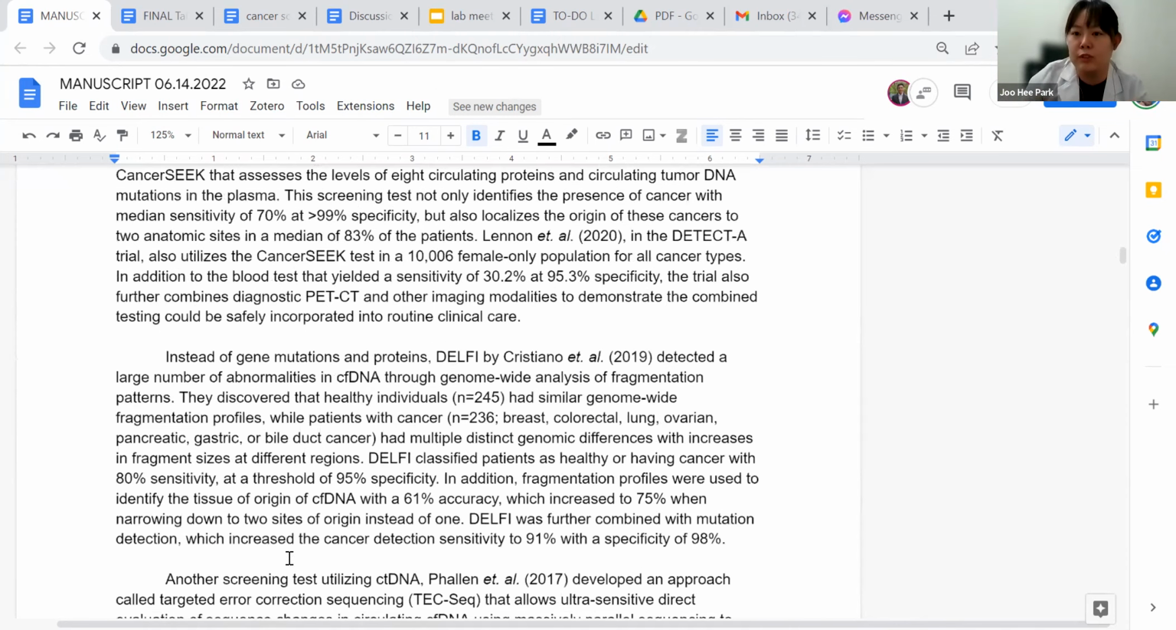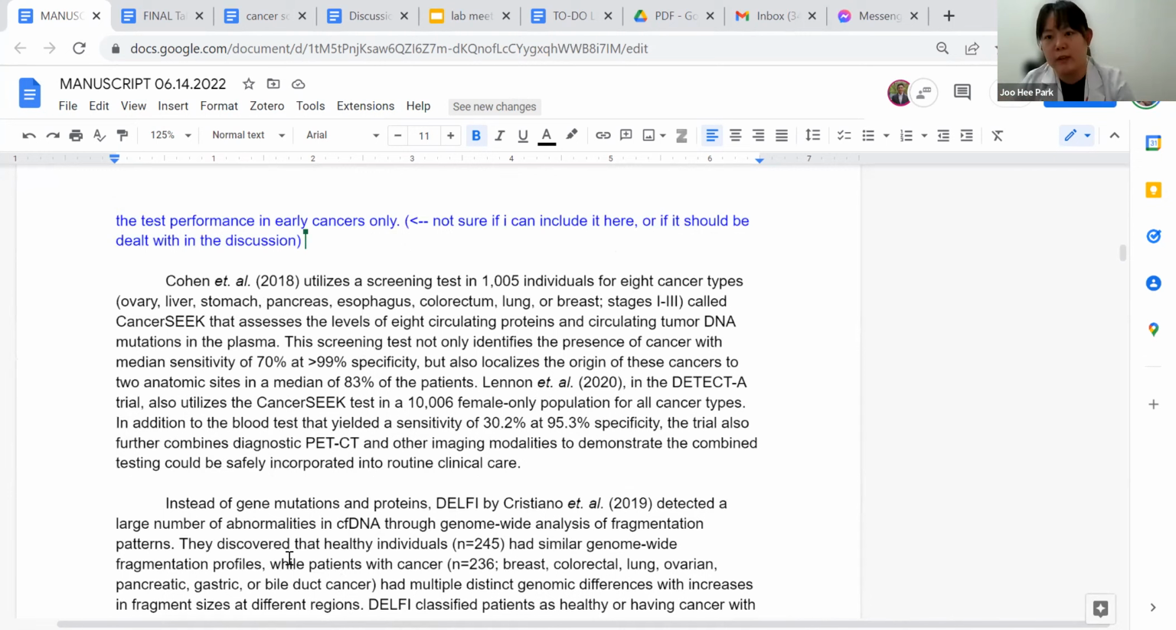But is there a better way, in your opinion, to present the information? Basically, we just grouped the journals based on the screening tests, and then we're just presenting them like that.